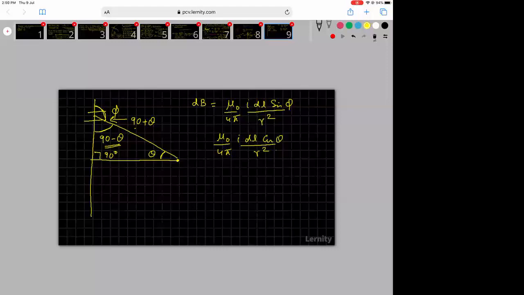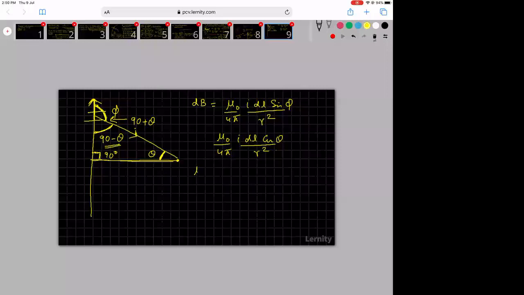This angle here is 90 degrees because I have just taken the perpendicular. This angle here is theta. Now this angle here will become 90 minus theta, so this angle here will become 90 plus theta. This is the direction of dl. dl is an element in the direction of flow of current. And this is the r vector. When you do a cross product, you have to take the angle between them. So that is the angle between them, so sine phi is equal to cos theta. That is how I got it.